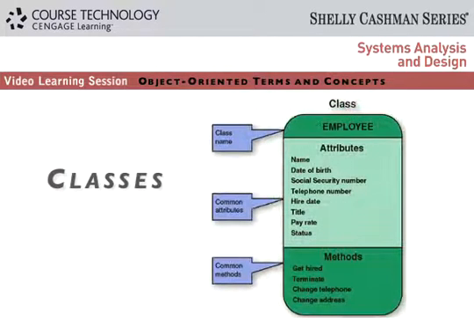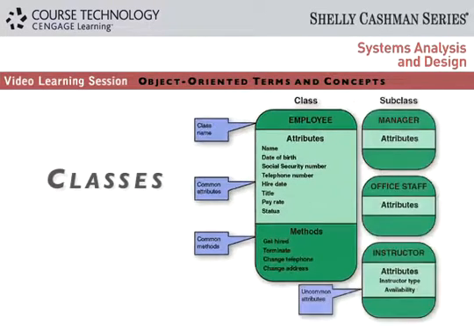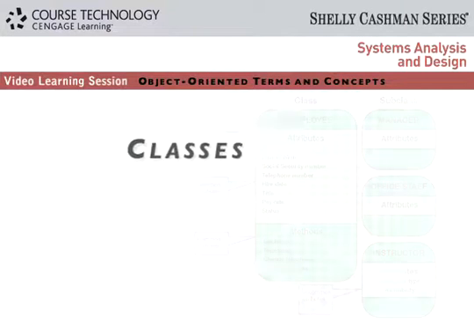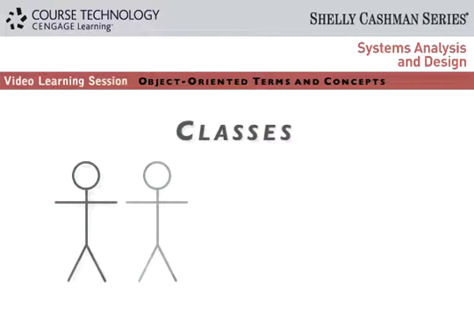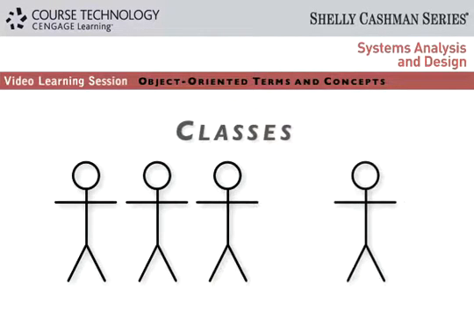In a fitness center, the employee class might have subclasses for managers, office staff, and fitness instructors. All members of a class and subclass share certain common attributes and methods, but can have other distinctive attributes and methods of their own. Here's a tip. The word object can refer to an entire class or just one instance of that class. For example, a student object might mean the entire student class, or it might mean one specific student. The meaning is usually clear from the way the term is used.